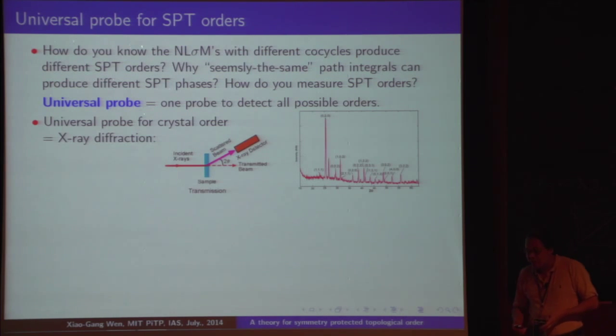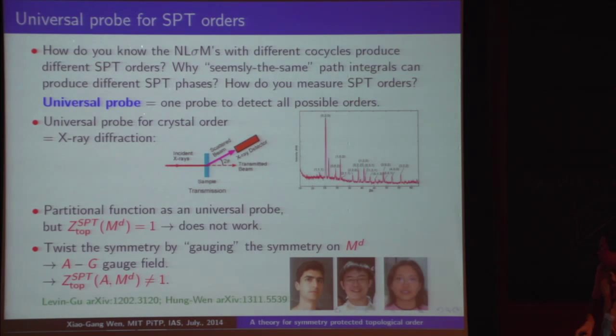The trouble is that if you do the correlation function, they are trivial. All the correlation functions are short range. No symmetry breaking. It seems there is nothing you can use to say they are non-trivial. Then you may say, okay, maybe the edge state is good. Actually the edge state is very, very good. But the edge state is not convenient, because when you make an edge, you are free to put any edge Hamiltonian. You have many, many edge states. So it's difficult. So I think Levin and Gu proposed this gauging of the symmetry.